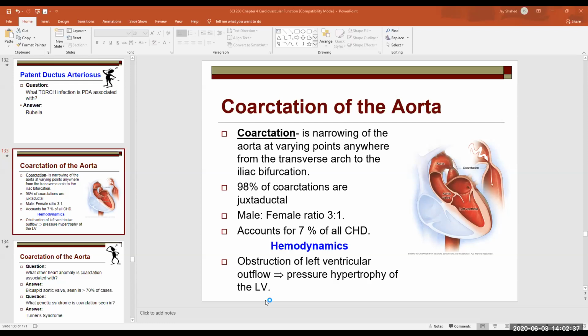I just looked up TORCH again. Toxoplasmosis, others for O, rubella, cytomegalovirus, and herpes. So these are like maybe a bunch of STDs. That's what it is. Can you repeat that again? I said TORCH stands for toxoplasmosis, then O stands for other, which would be syphilis and varicella, R for rubella, cytomegalovirus for C, and herpes simplex for H. Okay, that makes sense. Yeah, so let me stop here.